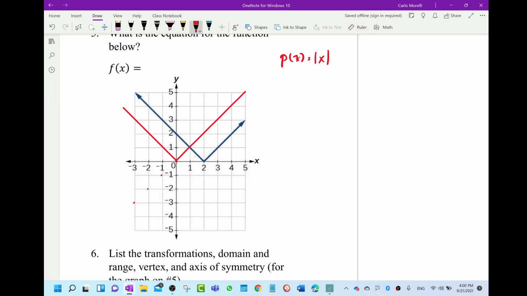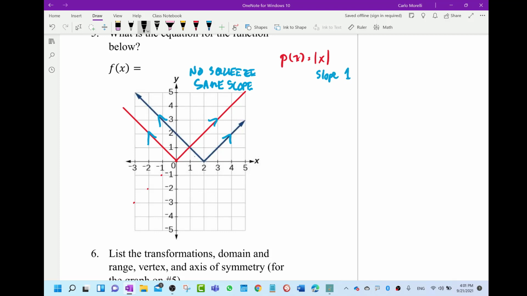So first of all, notice that these lines are parallel. What is the symbol for parallel? Parallel, parallel, parallel. So there was no squeeze. It's got the same slope. Okay, so same slope. Well, what was the slope here? The slope here was 1. So we know the slope is 1.